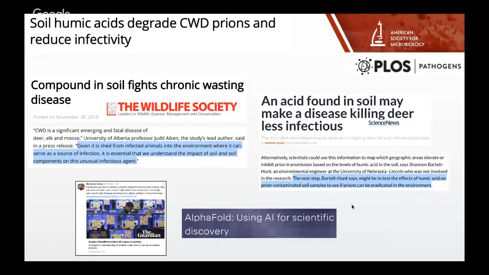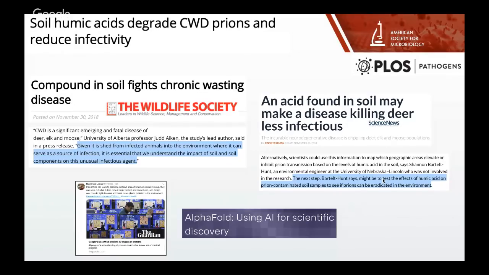as a source of infection, it's essential that we understand the impact of soil and soil components on this unusual infectious agent. And an unrelated researcher suggested that the next step would be to test the effects of the addition of humic acid on prion contaminated soils to see if the prions within the soils can be eradicated in the environment.